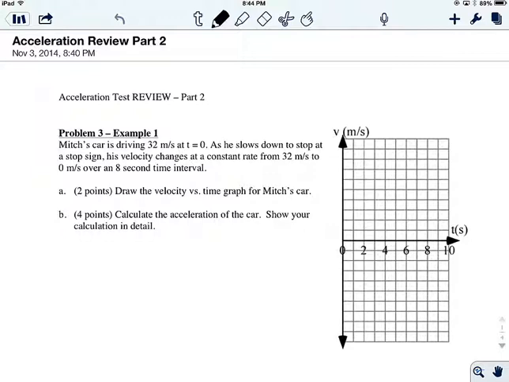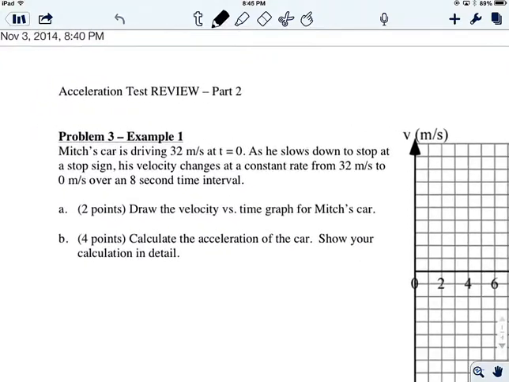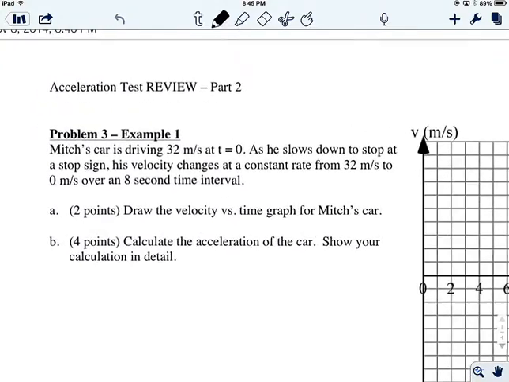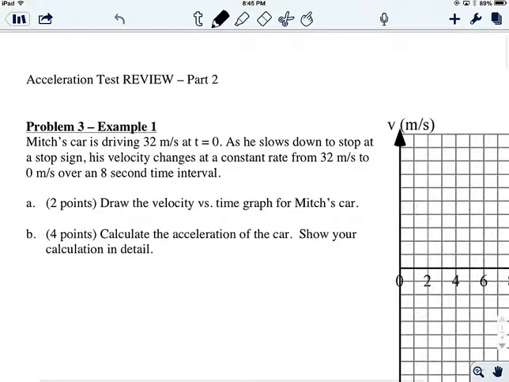It says Mitch is driving 32 meters per second at t equals 0. As he slows down to stop at a stop sign, his velocity changes at a constant rate from 32 meters per second to 0 meters per second over an 8-second time interval. So it wants me to make a graph first. Part A says draw the velocity versus time graph for Mitch's car.